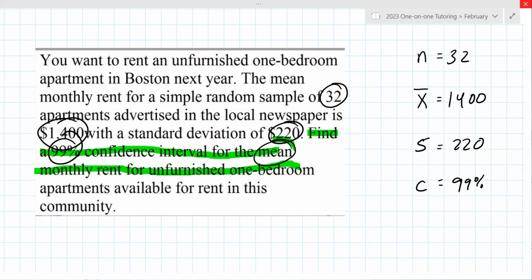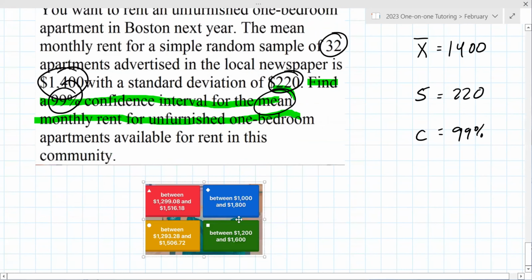I got 1,299.8 to 1,500.2. Good. So which of these will it be? Looks like your instructor has a mistake on his. I guess the closest one is the red. Yeah, this isn't very good.